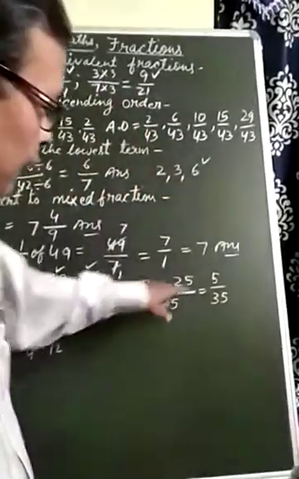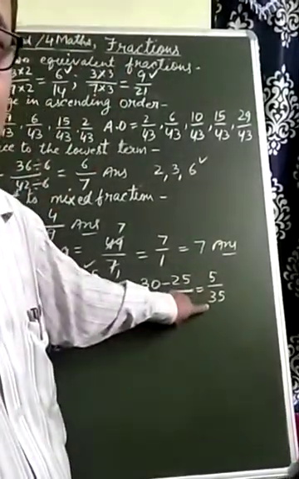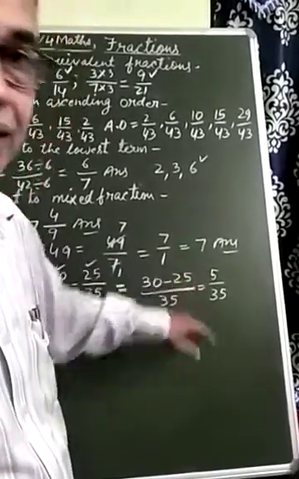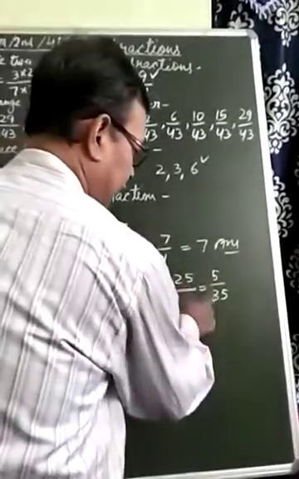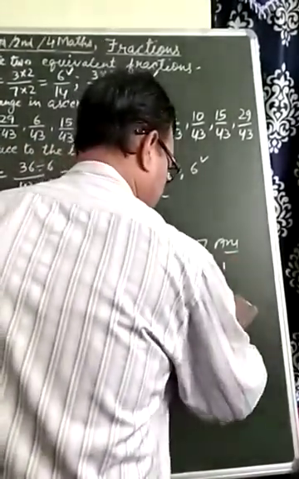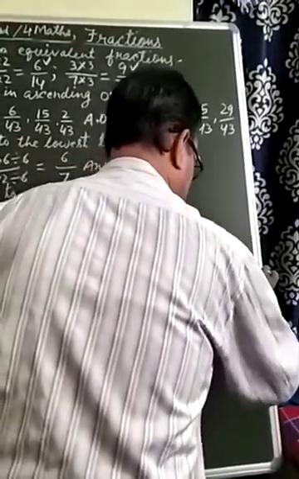Now we have got a single fraction. Look at the numerator and denominator. If they can be divided, you have to divide them, or you have to reduce the fraction to its lowest term. 5 and 35, these two numbers are divisible by 5. 5 1s are 5 and 5 7s are 35. So answer comes 1 by 7. This is the answer.